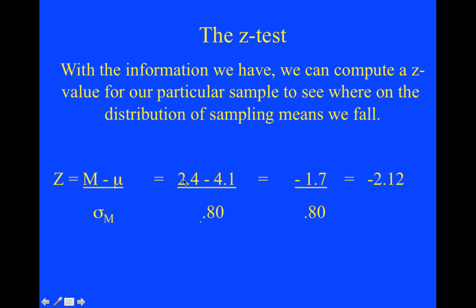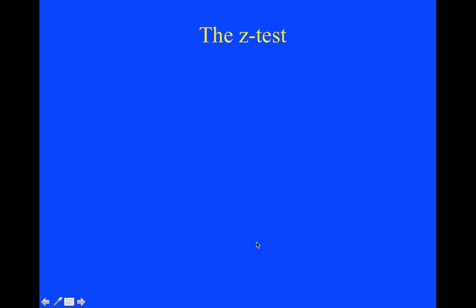So the z statistic boils down to this: 2.4, which is our sample mean, minus 4.1, which is our known population parameter mean, divided by 0.80, which is our known standard error of the mean, our standard deviation in the population. And the z-score ends up being negative 1.7 divided by 0.8, or negative 2.12. That would be the value of our z statistic.